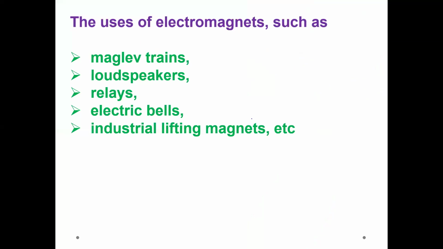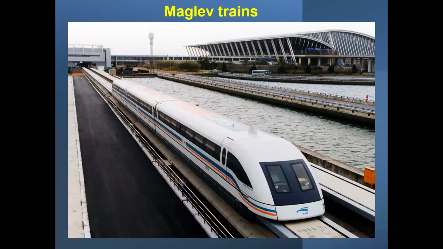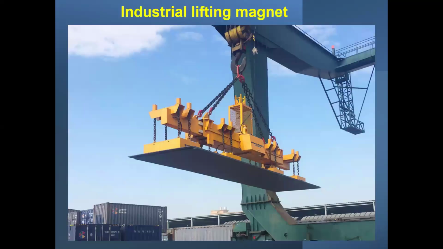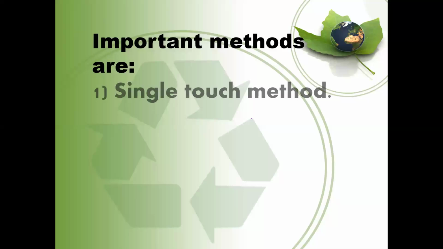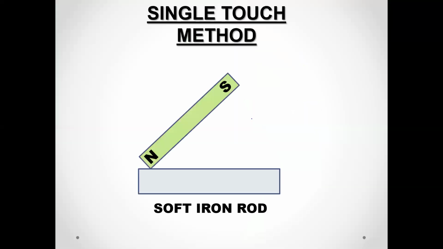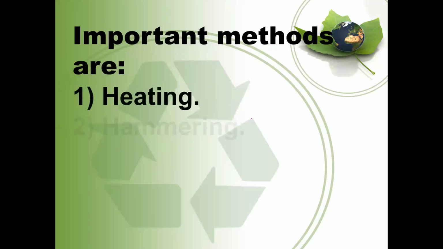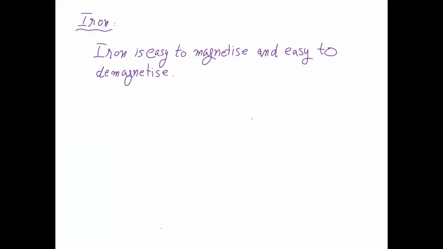So now we move forward. The important uses of electromagnets, like nowadays the high-speed bullet trains, loudspeakers, relays, electric bells, industrial lifting magnets. These trains, which travel at a very high speed, are magnetic trains. These are high power lifting magnets. Now we have to put our next concept.